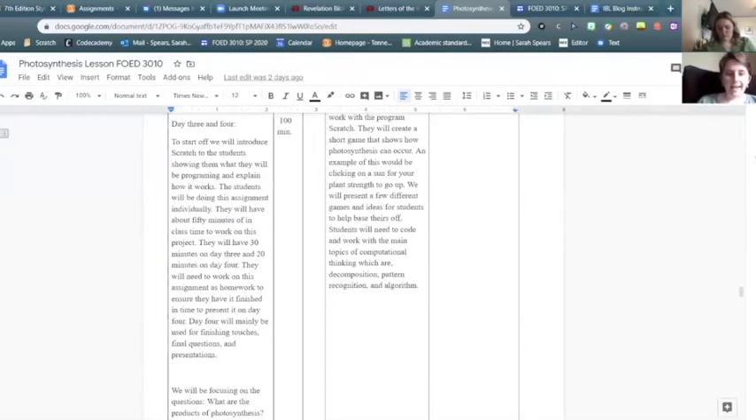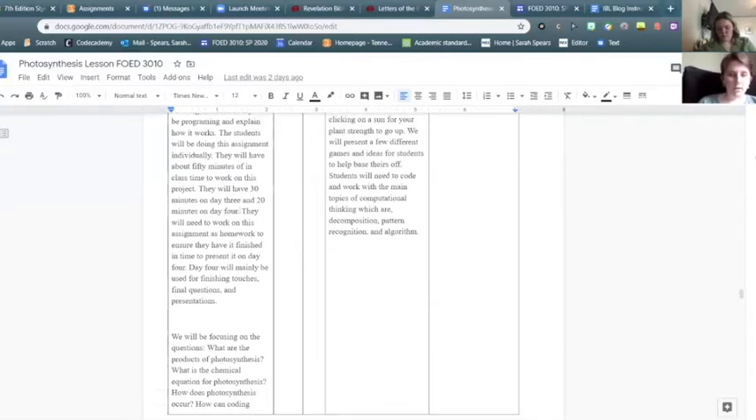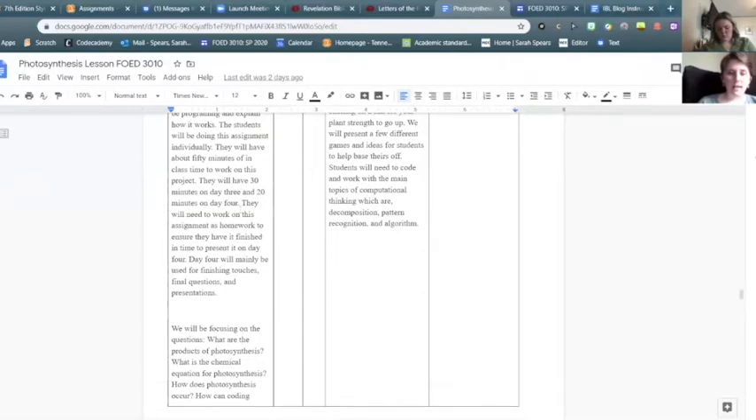Over here, it has that outlined that we're going to have 30 minutes on day 3 and 20 minutes on day 4. That is going to be for just lecturing and then also working on the project. So then they're going to have the last part of class on day 3 to work on their project. And then on day 4, they're going to have the first 20 minutes to finish their project. They can also take it home if they need to because Scratch is accessed online. So they can work on it from anywhere as long as they have internet connection and a laptop.